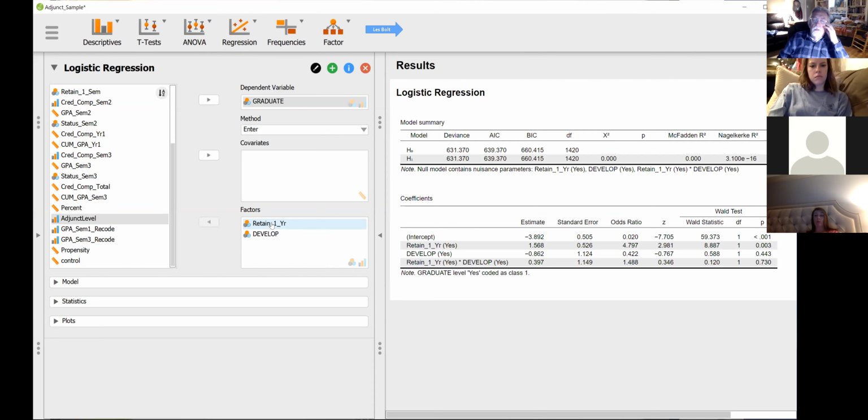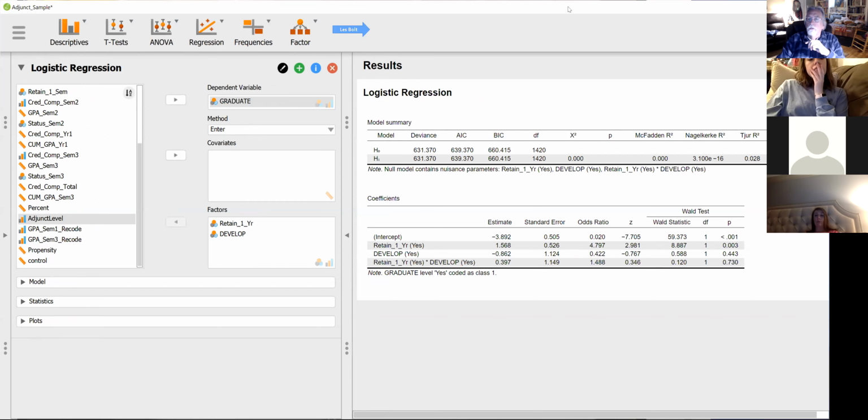But it is a predictor, and so we put in as a factor whether they're retained at 1 year, and we also put in as a factor whether they were in developmental programs or not. In other words, did they take the remedial math or remedial science or remedial English program? Because a lot of students going into the community college do have to take those remedial programs.